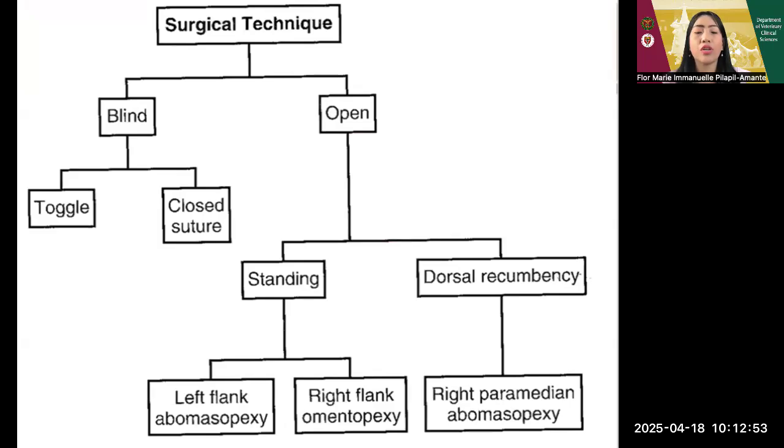Here's a flow chart of the different surgical methods to correct LDA. In the left or right flank omentopexy, left flank abomasopexy, and percutaneous fixation, the cow will be in a standing position as the incisions are just on the side of the animal. The paramedian approach will require the cattle to be in dorsal recumbency as the incision will be at the caudolateral side of the abdomen of the animal.